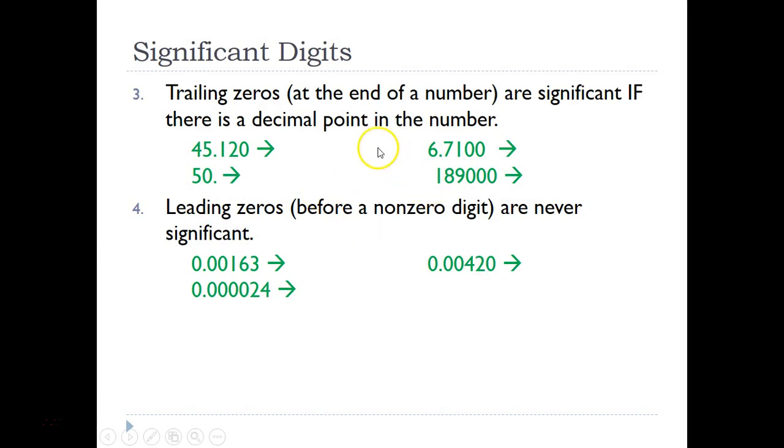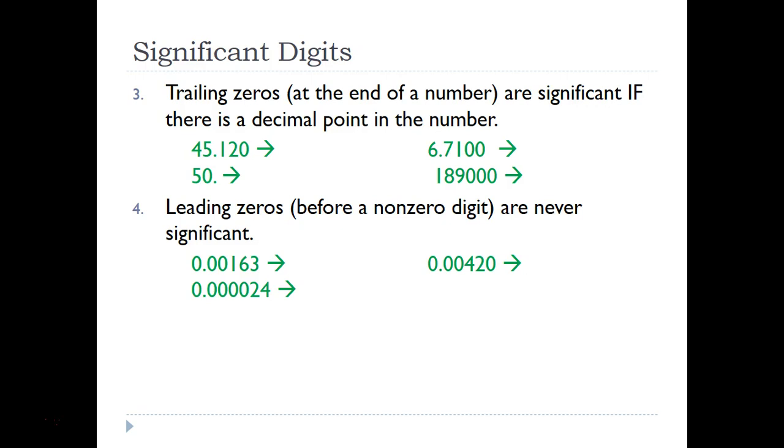Okay, trailing zeros, in other words, zeros that are at the end of a number, will be significant if there's a decimal point in the number. If there's no decimal point in the number, then the zeros will be considered insignificant. We have to think about why. Now, 0 is not really a number. It just means none. So technically, there's an infinite number of zeros at the end of every single number we ever look at.